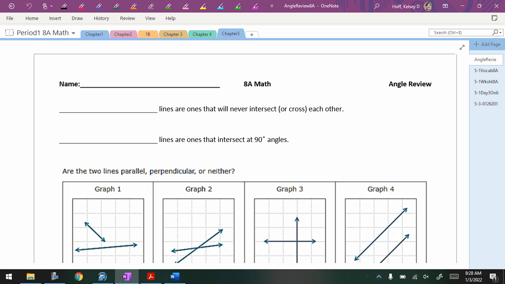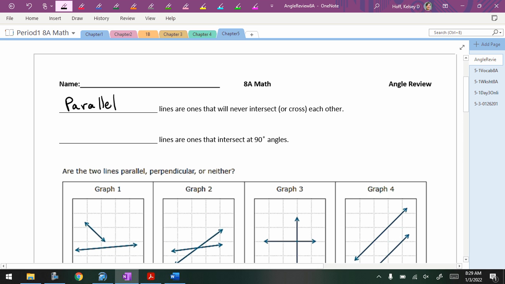So you know all this. Blank lines are ones that will never intersect or cross each other. Linear means line. Say it again. Parallel. Nicely done. P-A-R-A-L-L-E-L. Parallel lines. They can be at all different angles, but they are two lines. They're at the same slant. They will never touch each other.